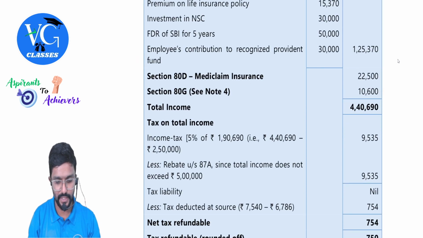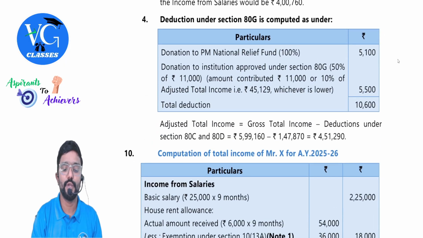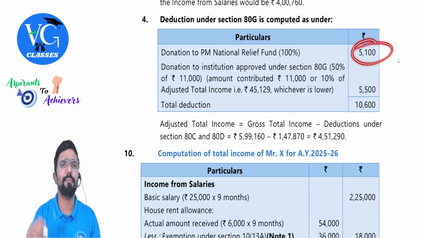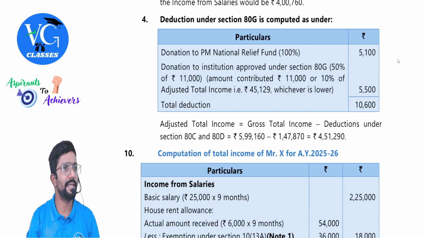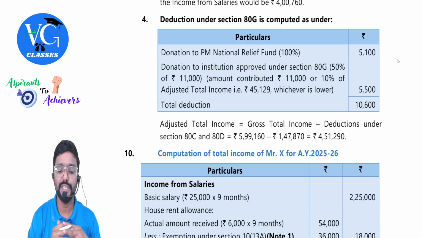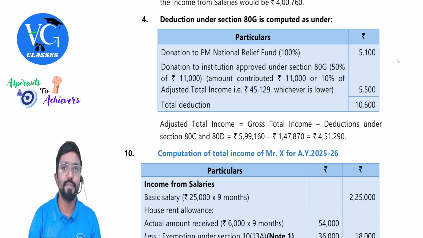80G, one of the important things here. So donation to PM National Relief Fund, it will come under A category, full 100% deduction. Whereas this last one will come under D category. Donation to institution approved under section 80G. How much is the donation? 11,000. How much is allowed? 50% subject to limit.